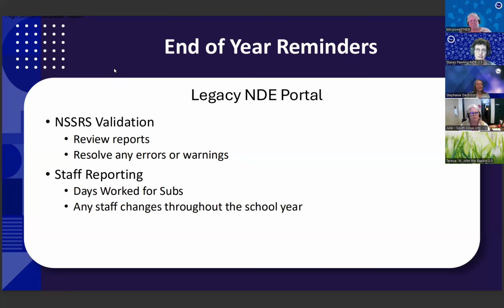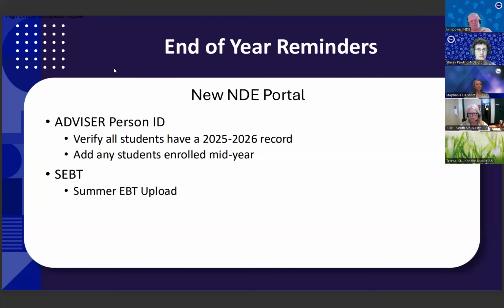But there are also things in the new portal that need to be completed. In the new portal, you would want to check the advisor person ID and verify that all the students have a 25-26 record. If you have any students that were added or enrolled in the middle of the school year or at the end of the school year, make sure they have a 25-26 record too. And then just as a reminder, the SEBT, the summer EBT, will need an upload.